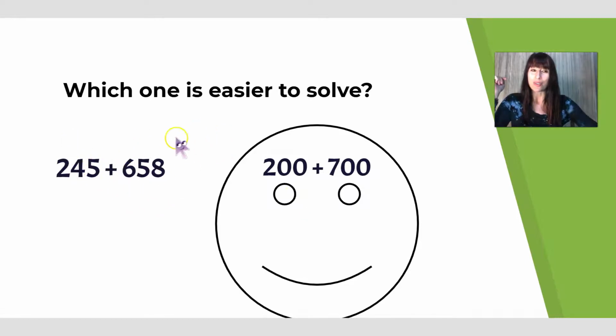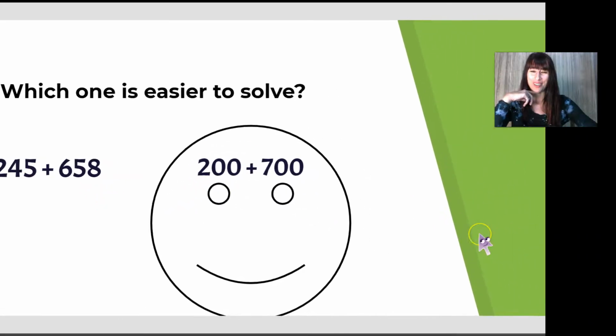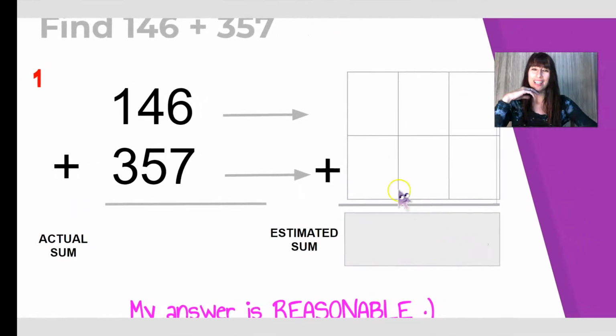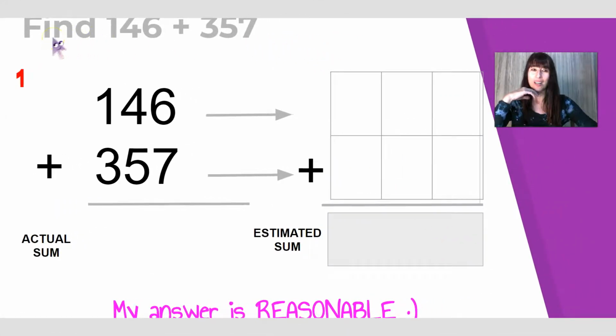And that is why we're going to be learning how to estimate addition problems. Very good. Okay, so let's find the sum of this addition problem. We have here 146 plus 357. Now, here we will be paying close attention to the steps that we have to take to solve this.